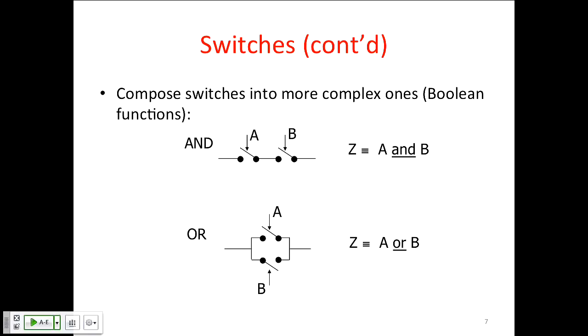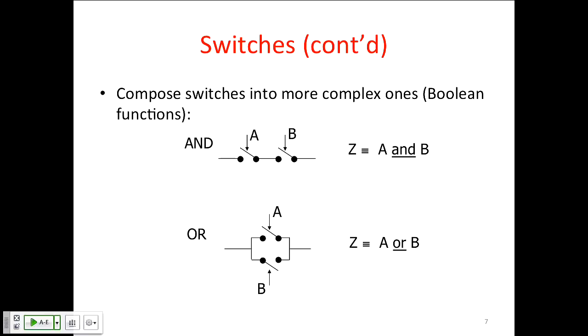So we can compose those switches to make logical operations. If I have 2 switches in series, I will only make a circuit if both those switches are closed. That's called an AND operation, right? If A and B are closed, the circuit is made and the light bulb will turn on. I can do other ones like OR. If A or B are closed, the light bulb turns on, right?